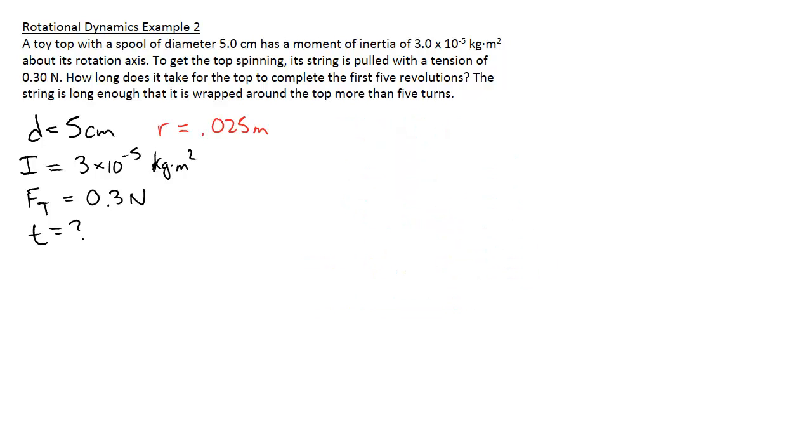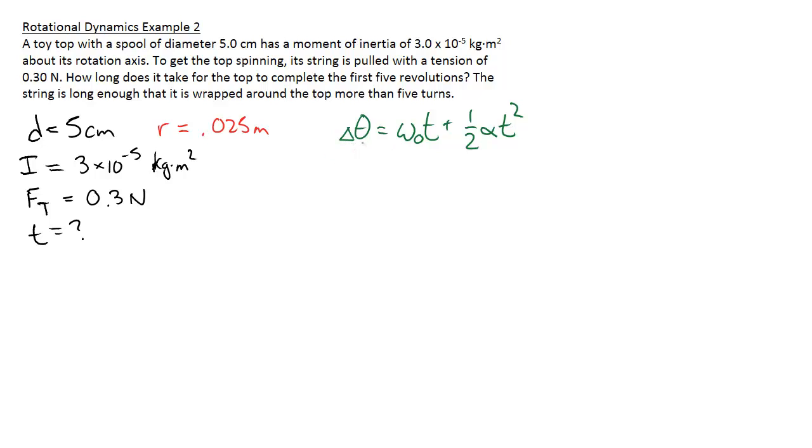Since I know the angular acceleration is 250 radians per second squared, and I'm trying to figure out the time for the first 5 revolutions, what I'm going to do is use my angular displacement equals my angular velocity times time plus 1/2 times the angular acceleration times the time squared equation in order to figure out what my time is.